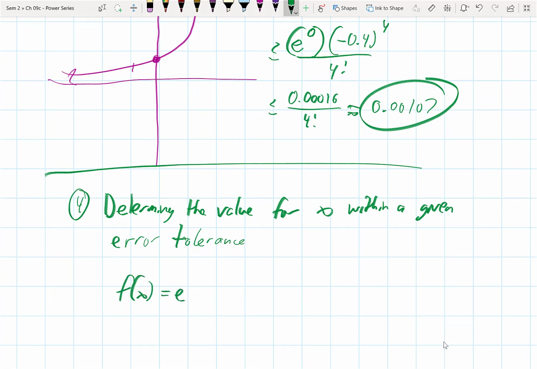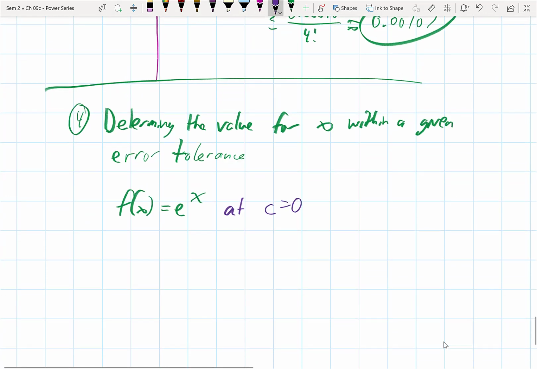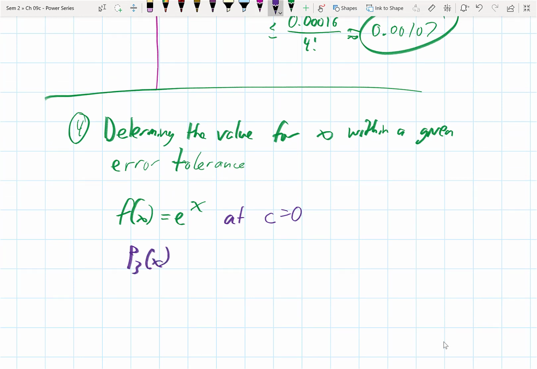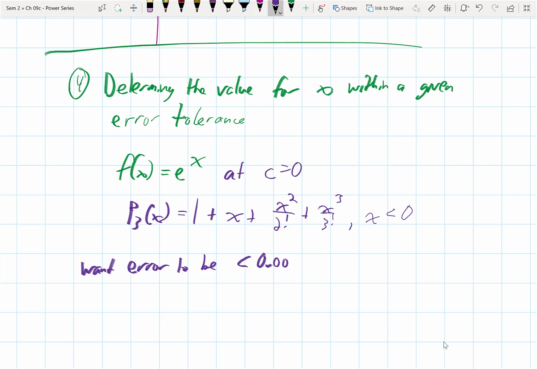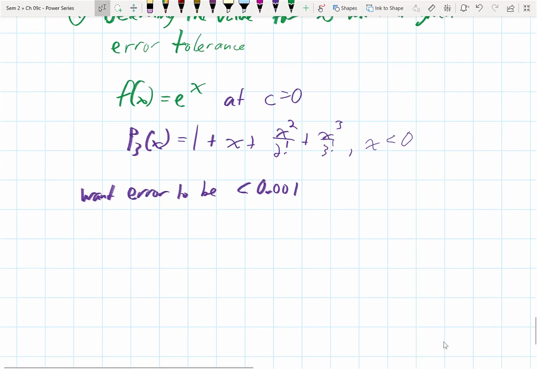f of x equals e to the x, and I'm going to do a better job of saying at c equals 0. So this is now the Maclaurin polynomial, the special Taylor polynomial centered at c equals 0: 1 plus x plus x squared over 2 factorial plus x cubed over 3 factorial. We're going to look at this for x less than 0, so negative values. And for the error tolerance, I want the error to be less than 0.001, 1/1000th. So if I want the error to be that, let's see what the error is.